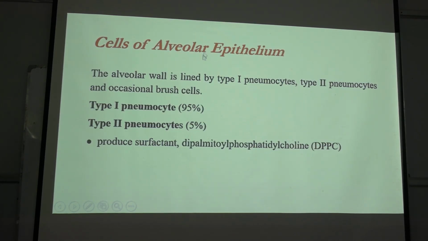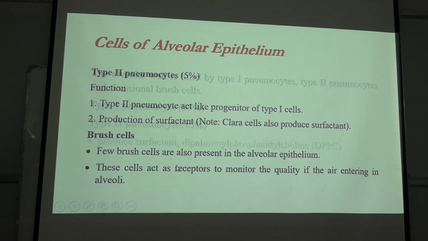So, this alveolus is made of the alveolar epithelium. They are of two types, type 1 and type 2. You cannot forget about type 1 and type 2 pneumocytes. Type 1 is the predominant one, type 2 is the lesser one. Type 2 produces the one and as well as produces surfactant. This one you cannot forget about.